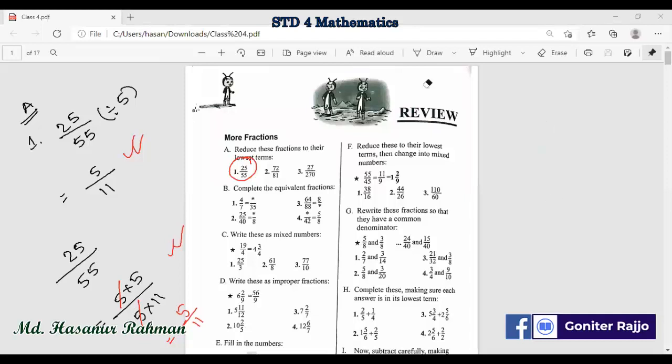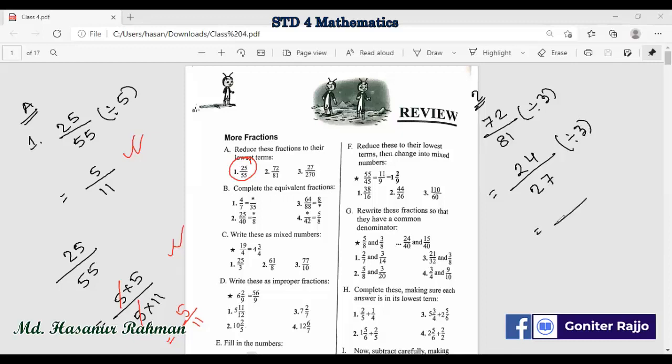Now look at number 2: 72 divided by 81. How can we solve this? We can divide 72 and 81 by the same number. At first, look at 72. If we add its digits, 7 plus 2 is 9, which is divisible by 3. 8 plus 1 is also 9, so we can divide this one by 3 too. Dividing both by 3, 72 by 3 is 24, and 81 by 3 is 27. Again, we can divide 24 and 27 by 3: 24 by 3 is 8, and 27 by 3 is 9. So our final answer is 8 by 9.